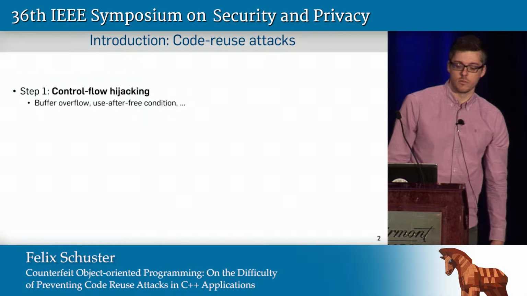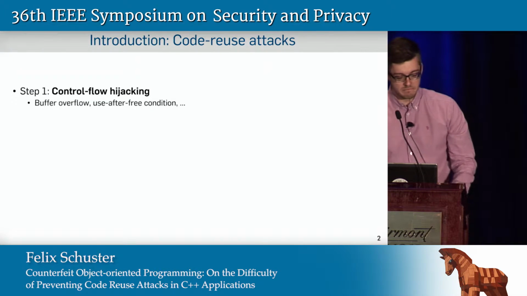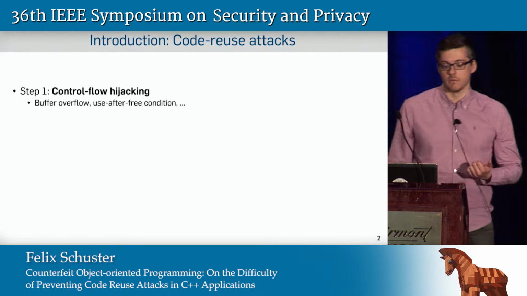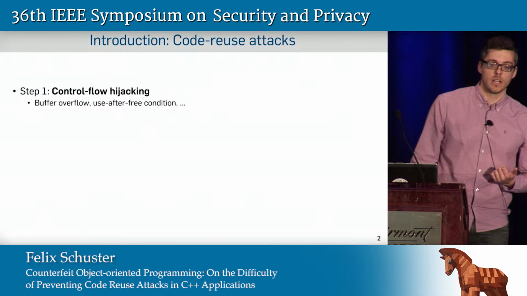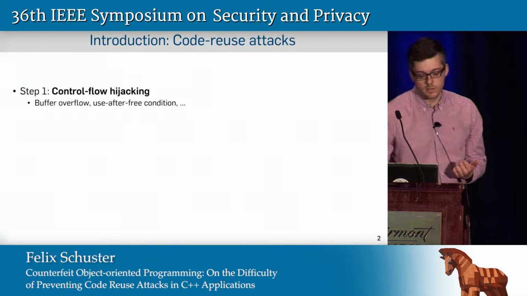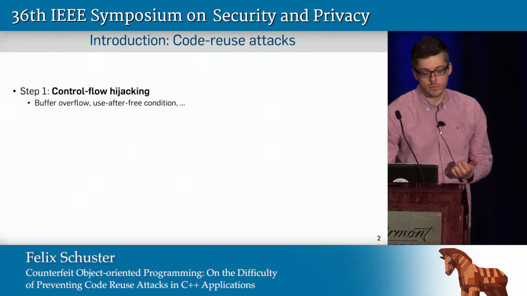Okay, today I'm going to talk about a novel code reuse attack, and let me give you a brief introduction to code reuse attacks in general. So, code reuse attacks are composed of two steps. First, there's the initial control flow hijacking, where the attacker exploits a buffer overflow vulnerability or a use after free condition to take control of the instruction pointer.